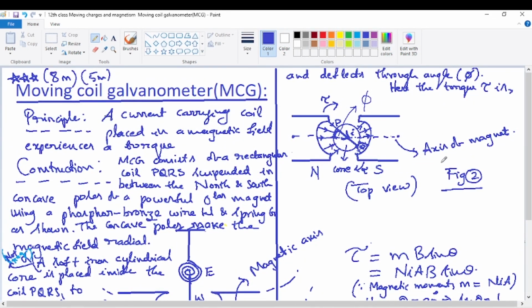This is the second diagram, which is the top view. Already we have seen, PQ denotes the plane of the coil, which was initially present along the axis of the magnet. This dashed line is the axis of the magnet. Observe the cursor compulsorily: initially the plane of the coil PQ, from P to Q, was parallel to the axis of the magnet.